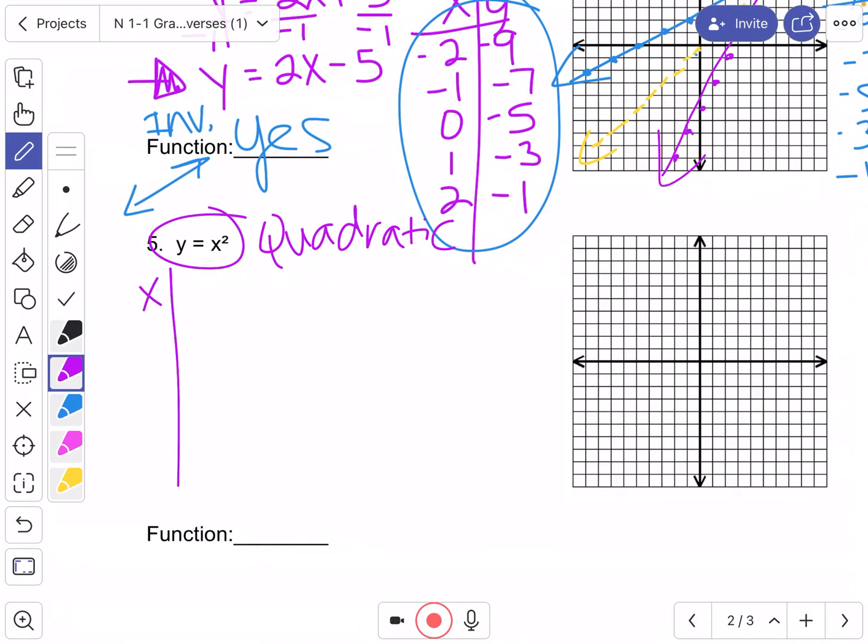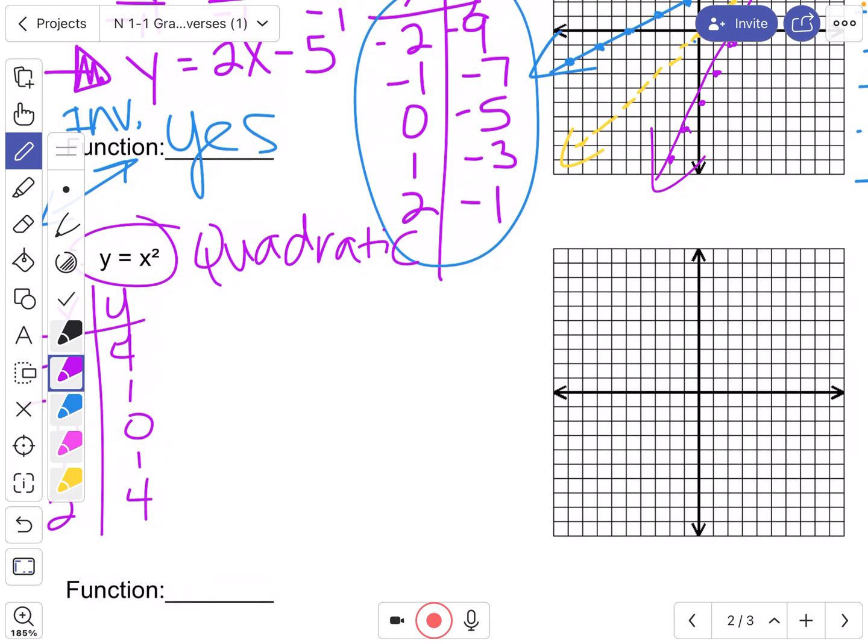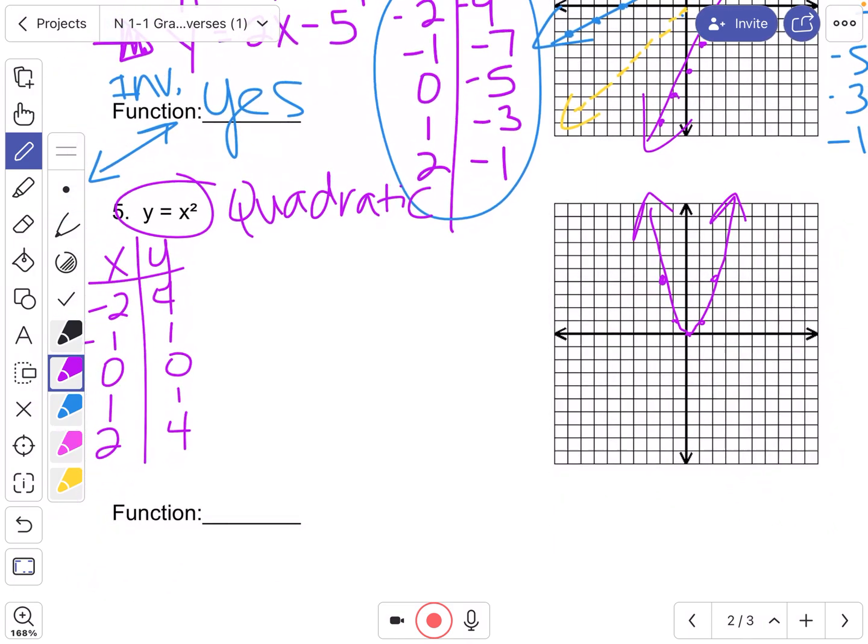So -2, 4, -1, 1, 0, 0, 1, 1, and 2, 4. So I'm going to go ahead and plot those points. I'm going to connect them. And then make sure you extend it throughout. We could keep plotting points, so make sure you put arrows at both ends there.